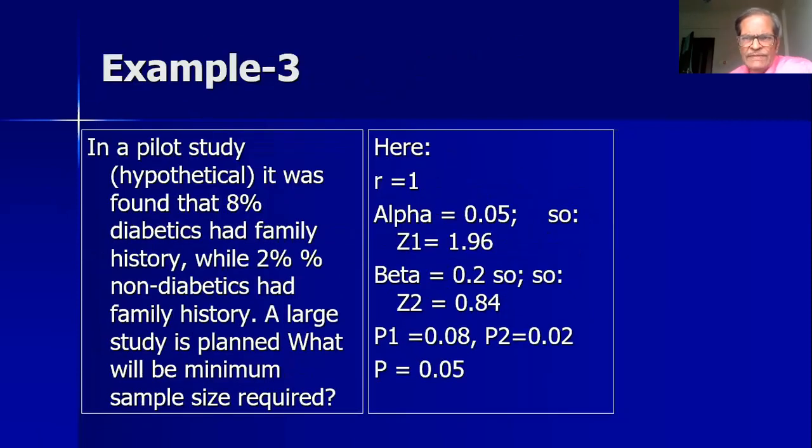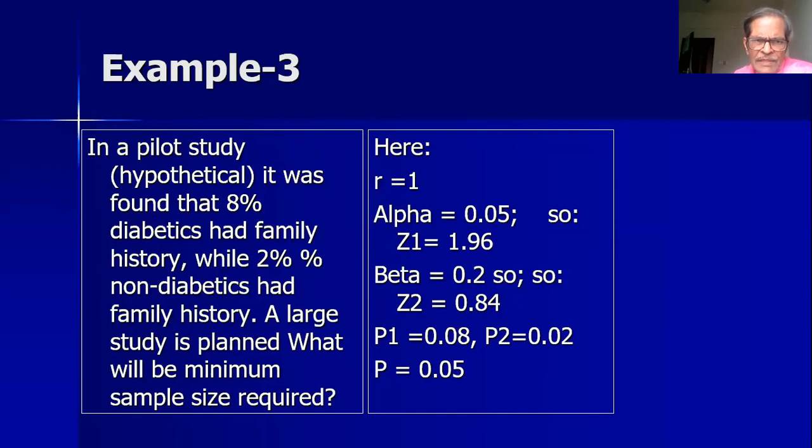So here is the actual example for the case control study. In a pilot study, it was found that 8% of diabetics had a family history, while 2% of non-diabetics had a family history. A large study is planned to find out whether family history is a risk factor for the development of diabetes. That is what we want to find out in this study. Family history could be there, or there couldn't be, so it is a variable measured on the nominal scale.